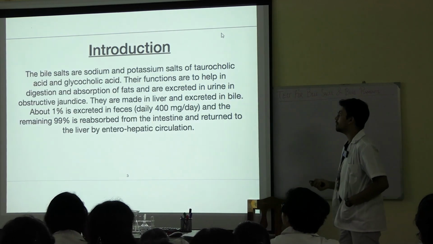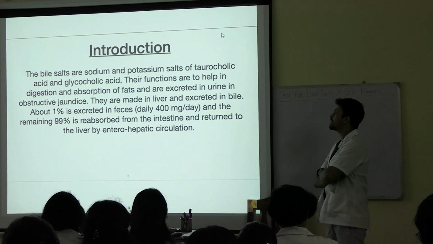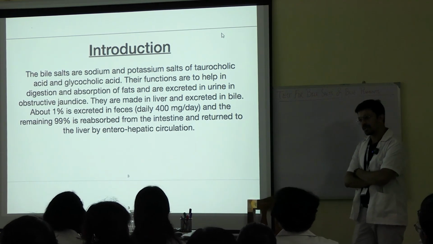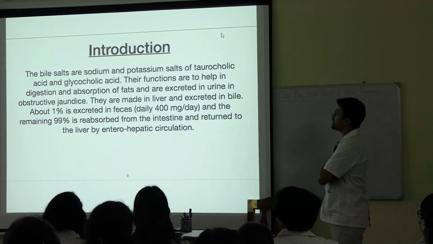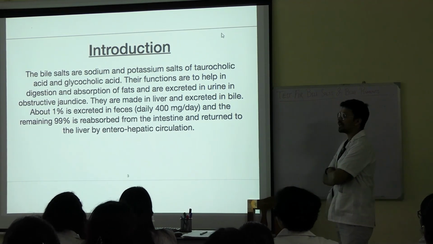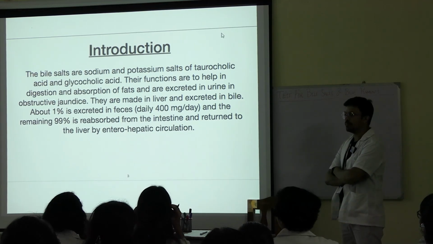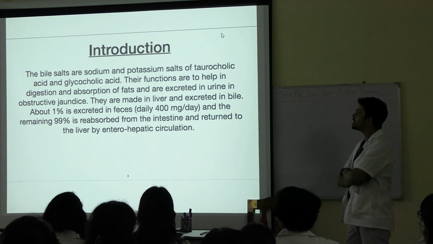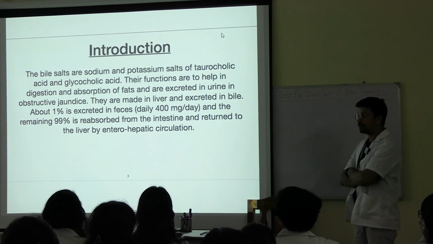Okay. Now, there is an introduction. The bile salts are the sodium and potassium salts of taurocholic acid and glycocholic acid. Don't write down now. First try to understand. I'll give you time to write down. These taurocholic and glycocholic acids are the two bile acids. They react with sodium and potassium, which are the basic salts that we have in our body. Once they react, they form sodium glycocholate and sodium taurocholate. Like that, they form the bile salts.